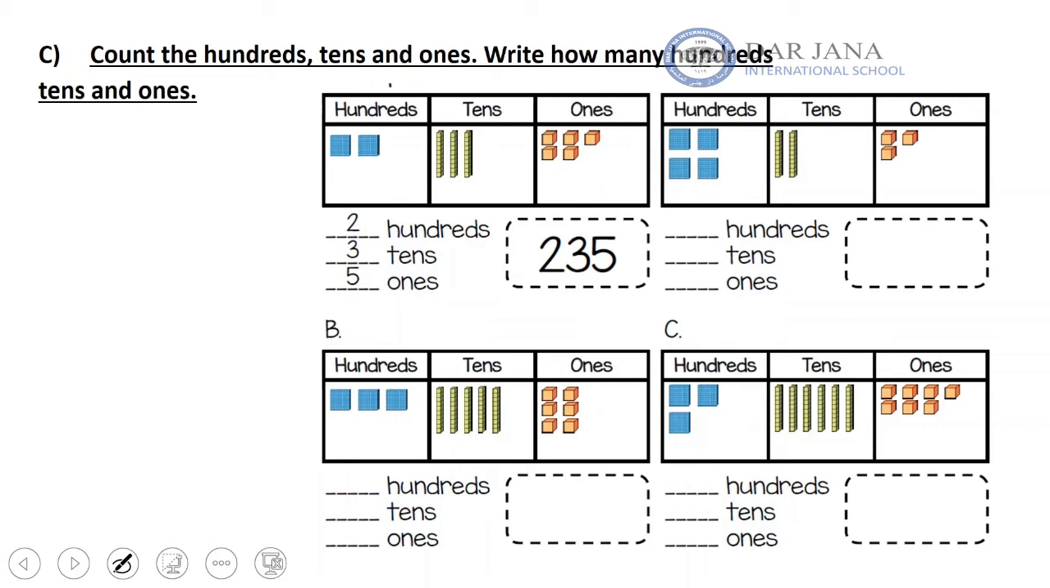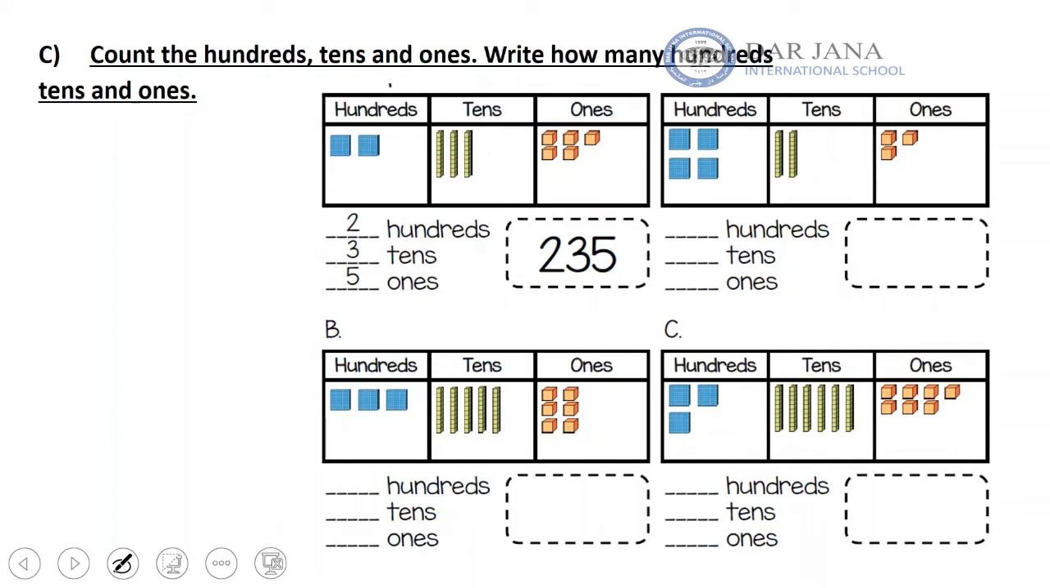Now, count the hundreds, tens, and ones. Then write how many hundreds, tens, and ones. You have hundreds flats here, you have 10 rows, and you have ones unit. You have to count. Look at the example here. You have to count the number of the hundreds, the number of the tens, the number of the ones. I need you to look first at the example.